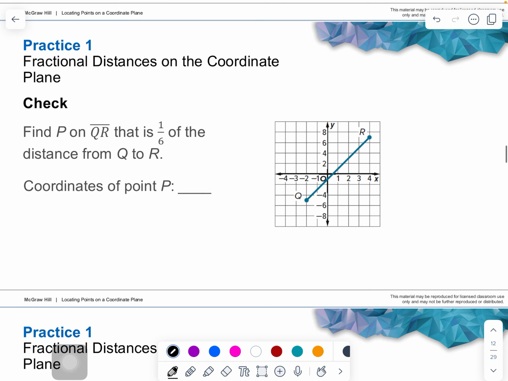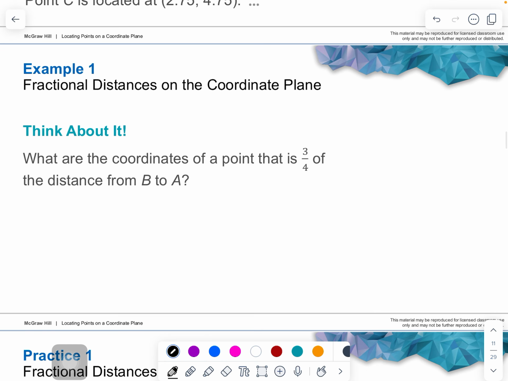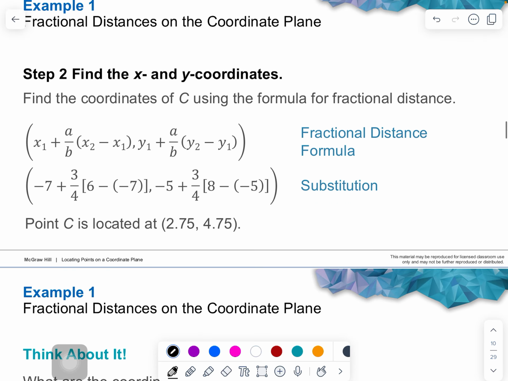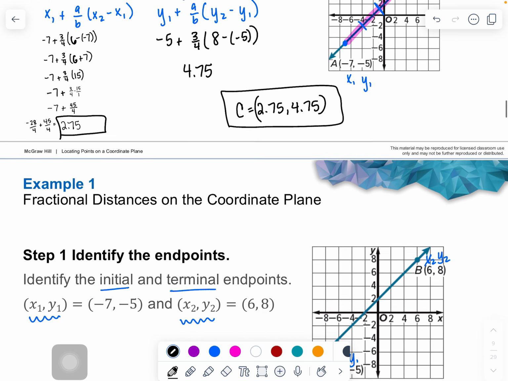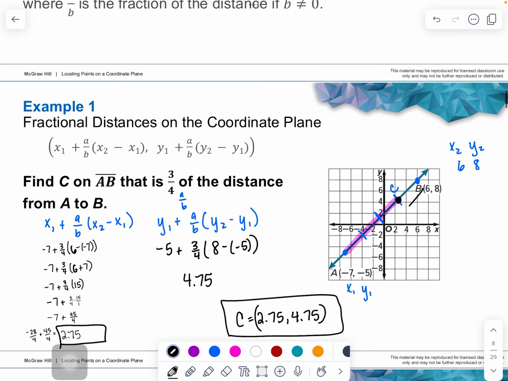Okay. Now, they ask you, what are the coordinates of a point that is 3/4 the distance from B to A? So, just asking the question, does it change up if your initial is B? And it absolutely does, because now, all of a sudden, you're moving from here to here, and you would end up at this spot.